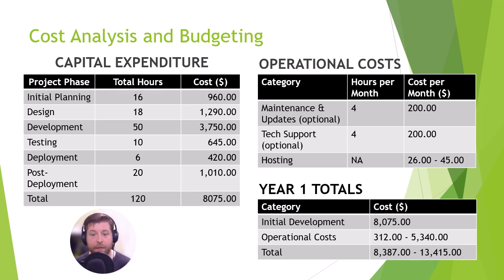So we have maintenance and updates, which is usually about 4 hours a month. This is changing what products you're selling. This is updating for security, that sort of thing. We have tech support, which we would be providing you 4 hours a month of tech support, which would cost about $200 a month. And with those optional expenses, that's an additional $200 to $400 a month.